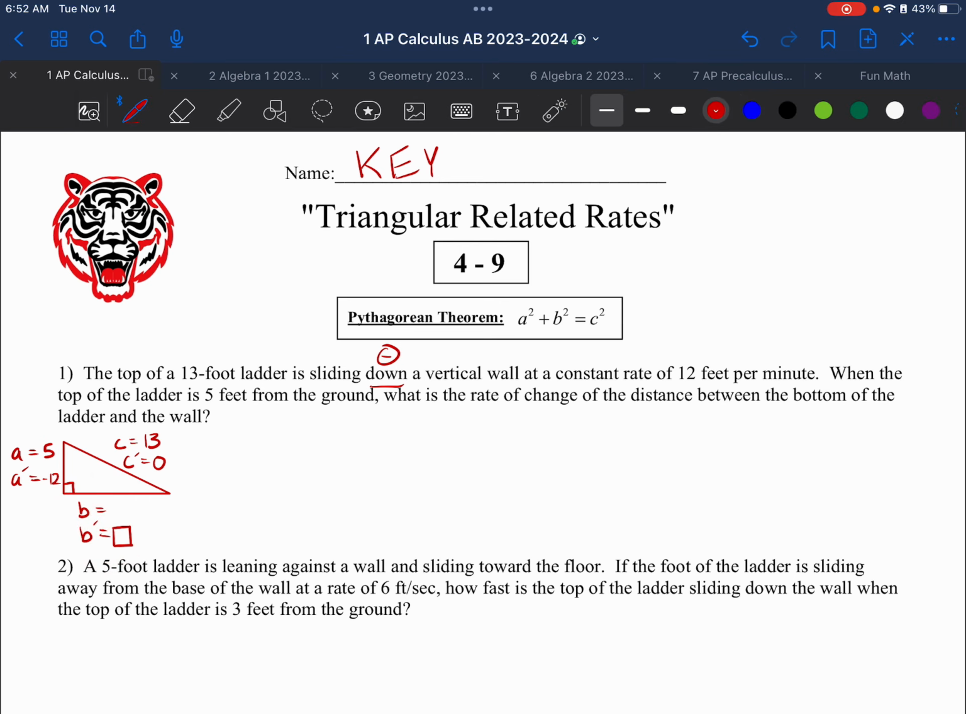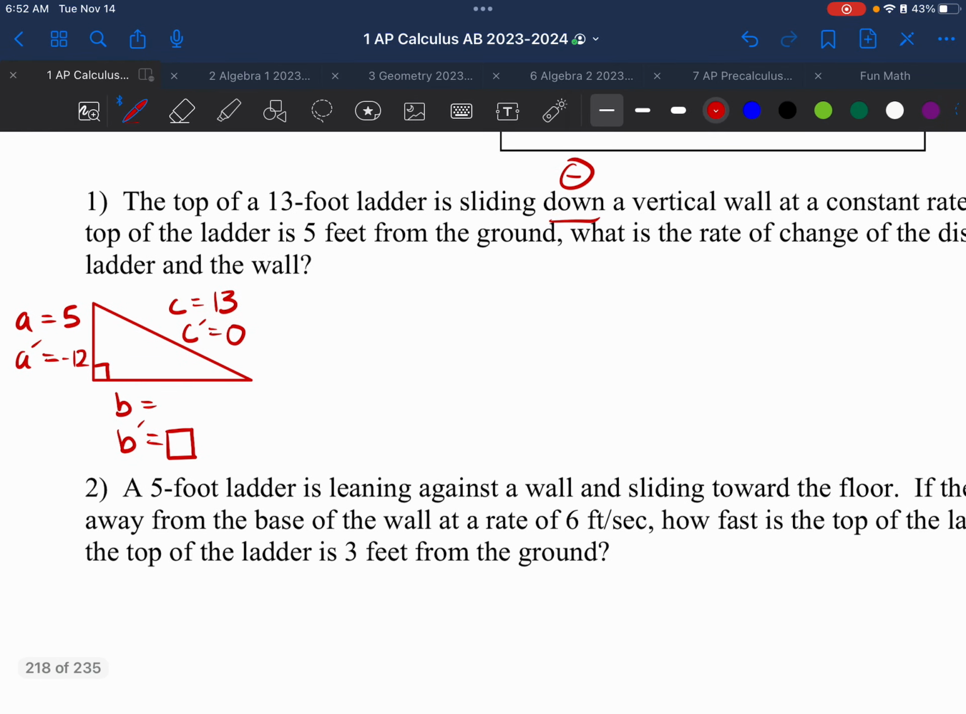To find this B, I'm going to use the normal Pythagorean theorem. So let me draw a second triangle over here. And this one is without calculus. If I just have a triangle with lengths of 5, 13, and B, the question is, what is B?